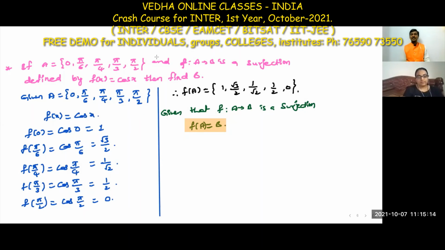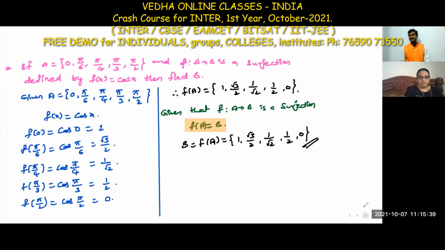So here, we already have the value of f(A), and that is equal to B. So B is equal to f(A), which is: write the elements 1, root 3 by 2, 1 by root 2, 1 by 2 and 0. This is the required solution.